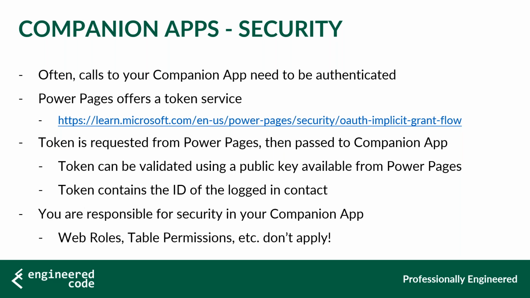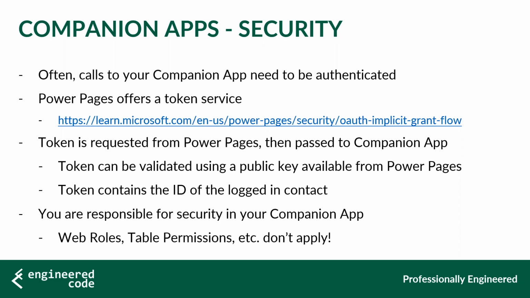Now, the good news is that for a number of years now, Power Pages has offered a token service. From JavaScript on your Power Pages site, you can call a specific URL and retrieve a token that Power Pages provides. Once you have that token, you can pass it to the companion app. The companion app can then validate that token. There's a public key available from Power Pages to validate it, and then you can use the token to determine who that person is, who that contact is.